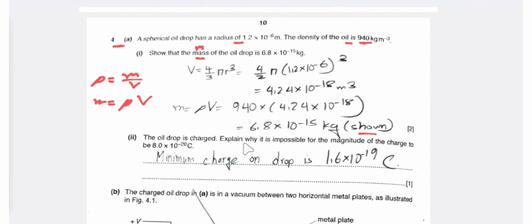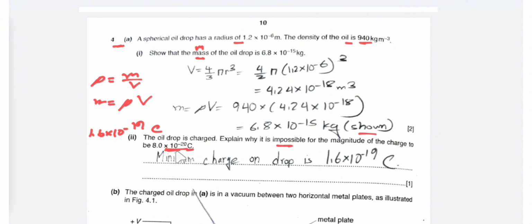Now the oil droplet is charged. Explain why it is impossible for the magnitude of the charge to be 8 into 10 to the power minus 20. So why is this magnitude of charge impossible? Because for charge, we know that the elementary charge is 1.6 into 10 to the power minus 19 coulomb. If you don't know this, then it is not necessary for you, but if you know, then we can solve this.